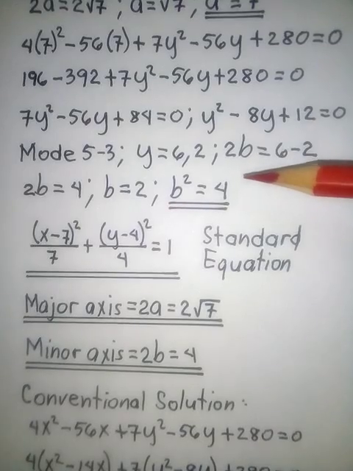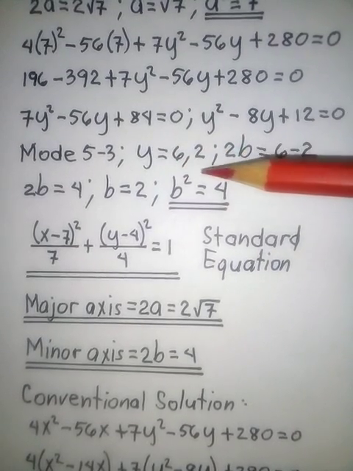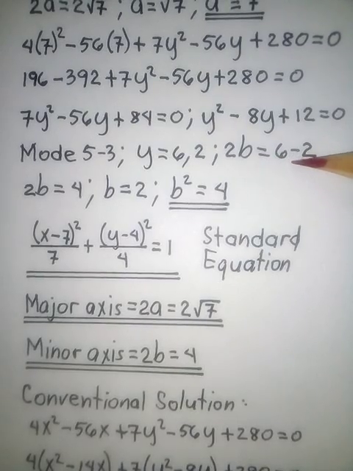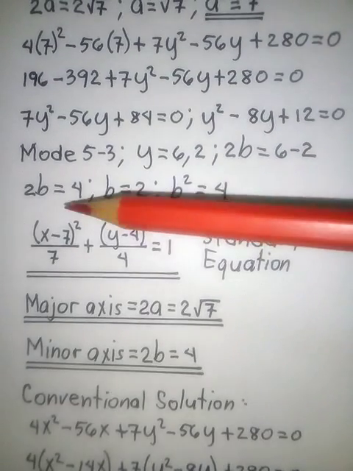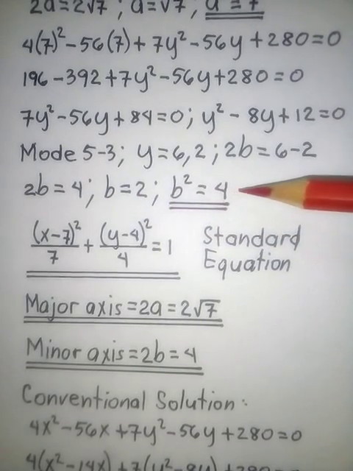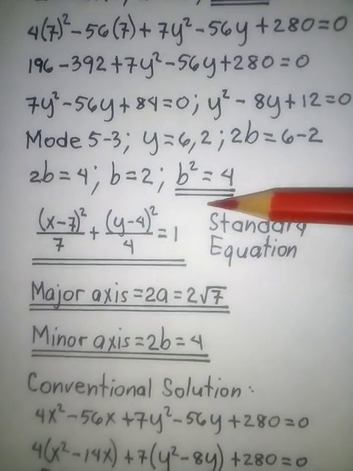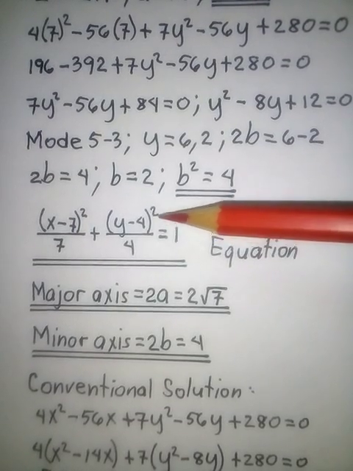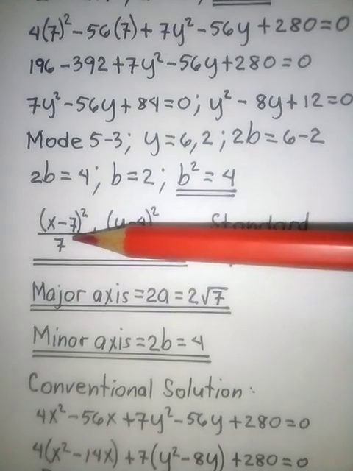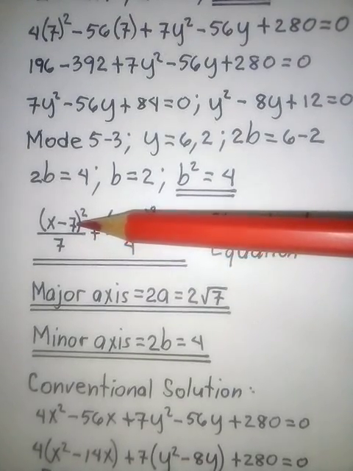So, for the standard equation, we have x minus 7, so this is h, h is equal to 7. Quantity x minus 7 squared over 7 plus quantity y minus 4 squared over b squared, which is equal to 4, is equal to 1. So, this is our standard equation.